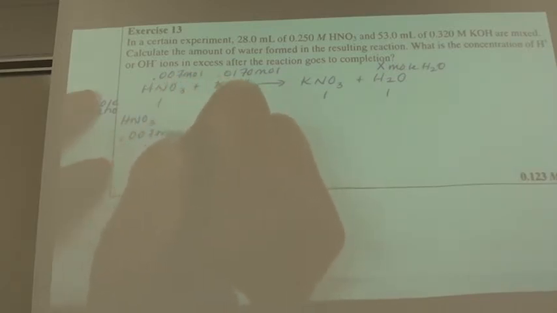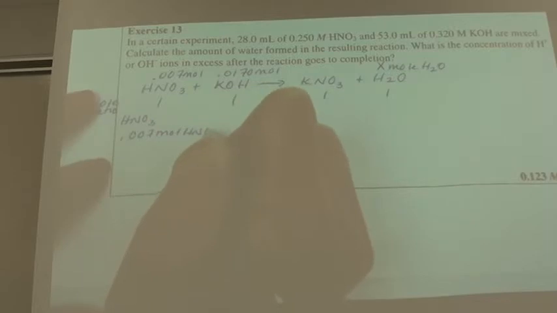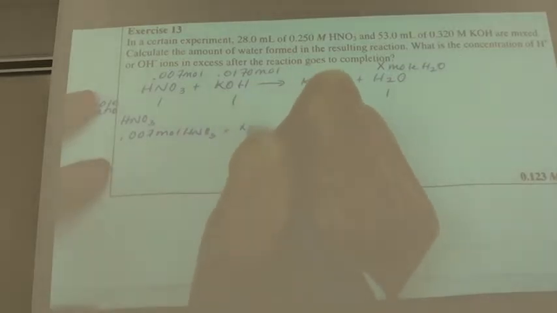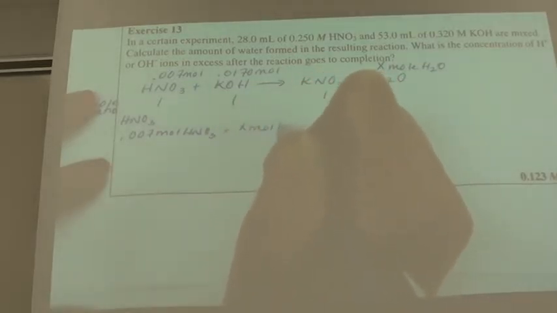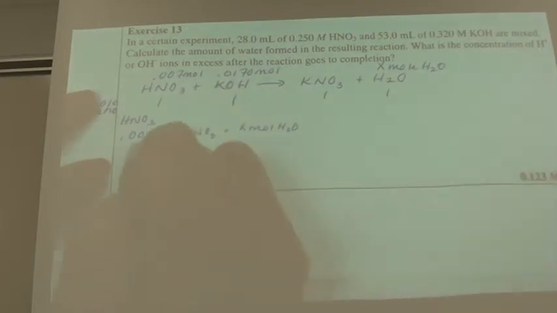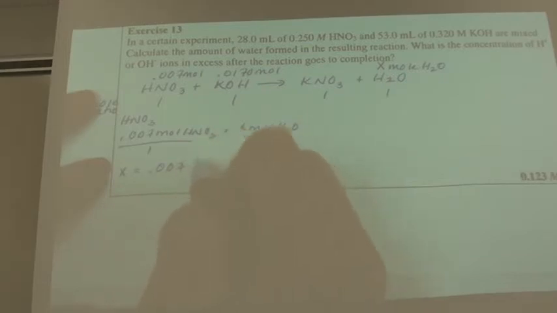I'm going to first test the HNO3. If I use all 0.007 moles of HNO3, how many moles of water will that produce? Yep, we can do this math. Over its mole ratio, we know that from the nitric acid, we can make 0.007 moles of water.